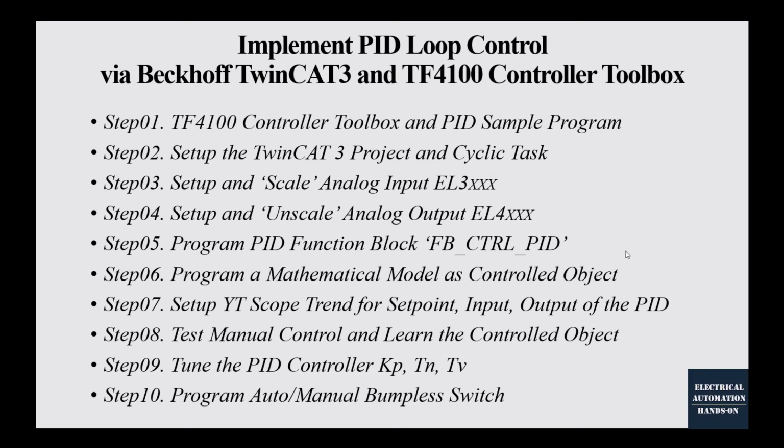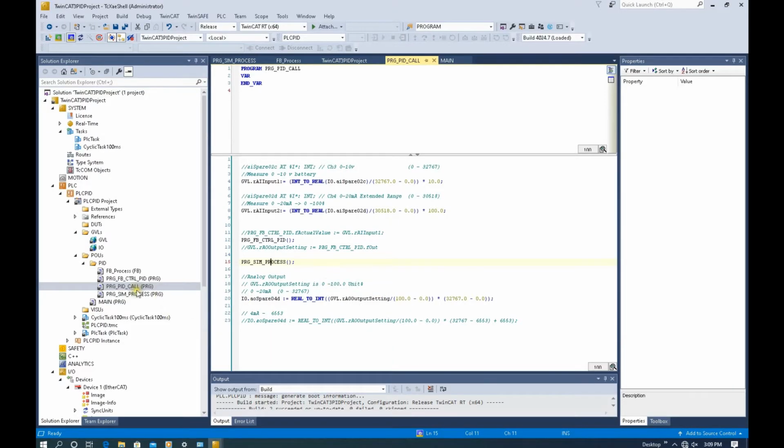To monitor the input and output of the PID, we will set up the scope or trend to monitor the setpoint, input, and output of the PID. Okay, let me show how we can do that. This is the key program, PID_call. In this call program, it calls the PID controller and this simulation process.